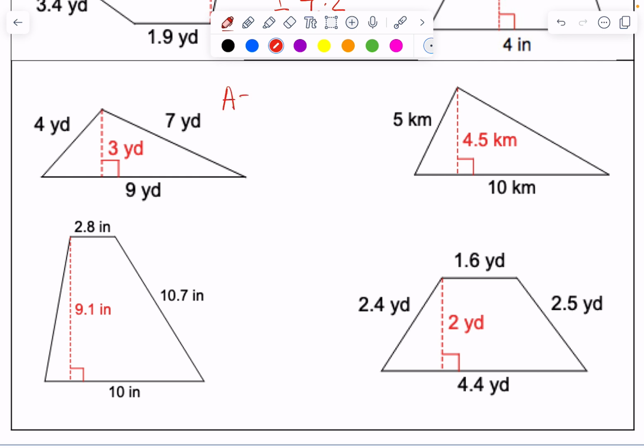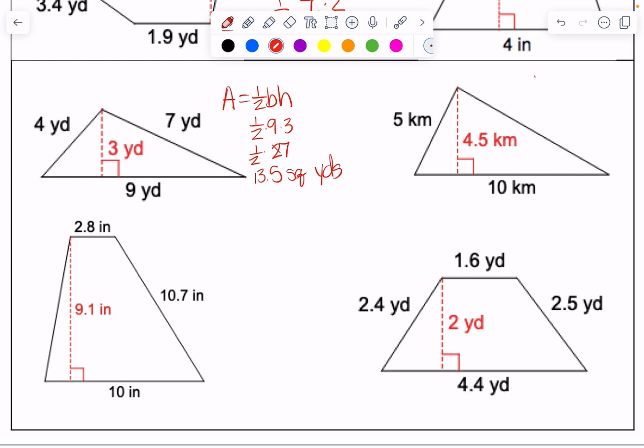So here on this first one, we have a triangle, so we always want to identify the shape first and then which formula we're using. So my base and my height are perpendicular to each other, so the 9 and the 3. I think this is actually one of our previous examples. So 1/2 of 27, your answer here should be 13.5 square yards.